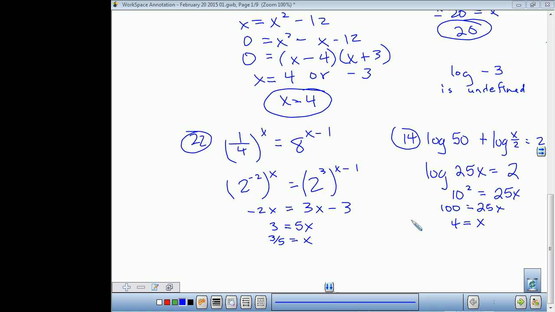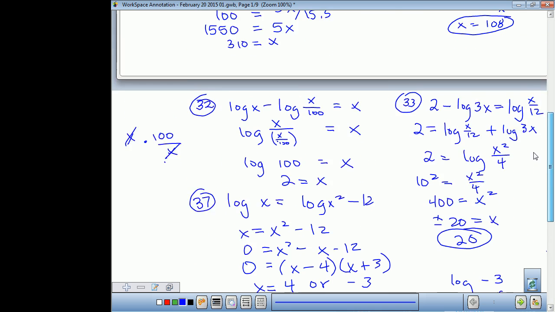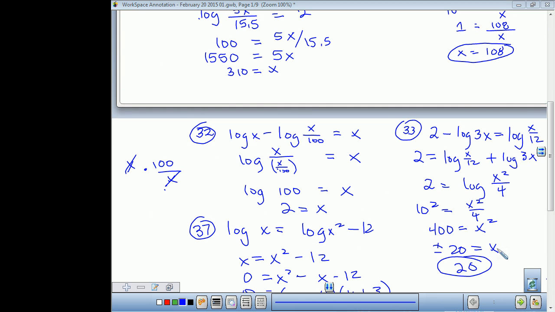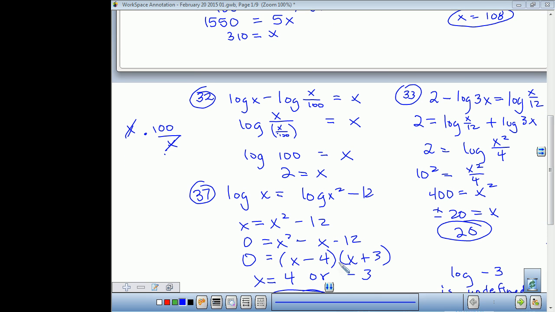Can you scroll back up to 33? Scrolling back up to 33. Thank you. Oh, there it is. I moved both logs to one side so I could combine them. Yeah, I got that. And when you combine x divided by 12 times 3x, you get 3x squared over 12. And 3 goes into 12 4 times. X squared over 4. Factor on number 37? I sure did. That's why. It was a quadratic, and factoring is always my favorite way to try. Yeah, that's what I did. So I always try factoring first, because for me it's the easiest.